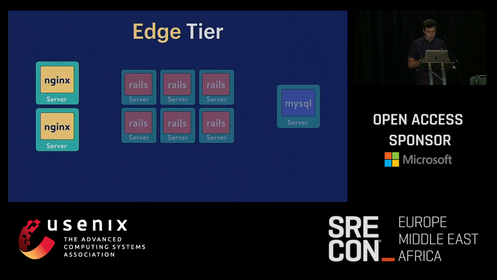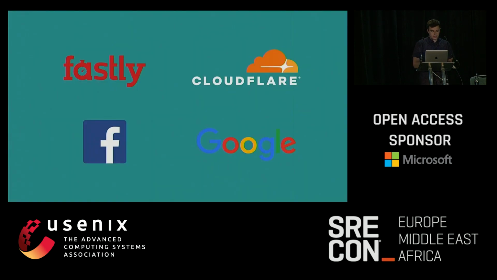And often, the edge tier is really important because without it, we can't have a highly available service, but it's also almost left without a lot of focus. If you look at companies such as Facebook or Google or some specific platforms like Fastly, Cloudflare, they put a lot of effort and focus in their edge.